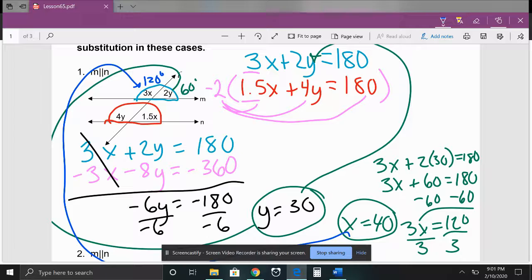And I could do the same thing with the other ones, right? 4 times 30 is, for this one, 120. 1.5 times 40 is 60.